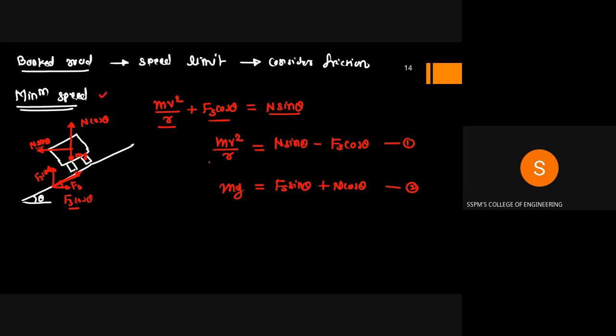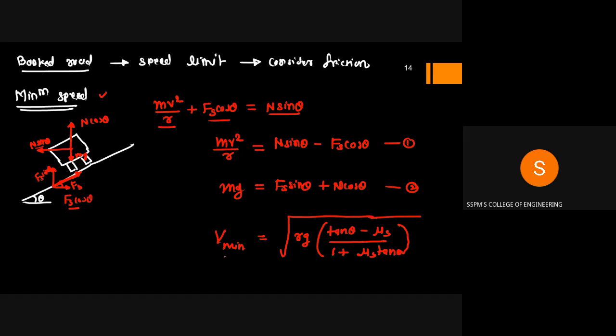Okay. So if you solve these two equations, you will get the equation for the minimum speed, which is equal to the square root of Rg in bracket tan theta minus mu s upon 1 plus mu s tan theta. So by using this equation, you can calculate the minimum speed on the bank road for the vehicle. Okay.